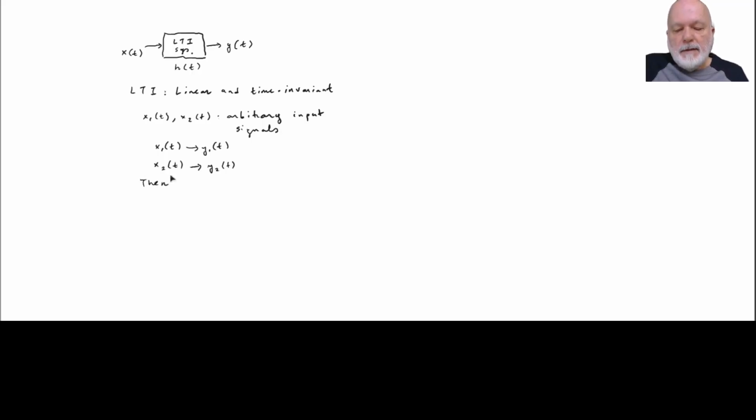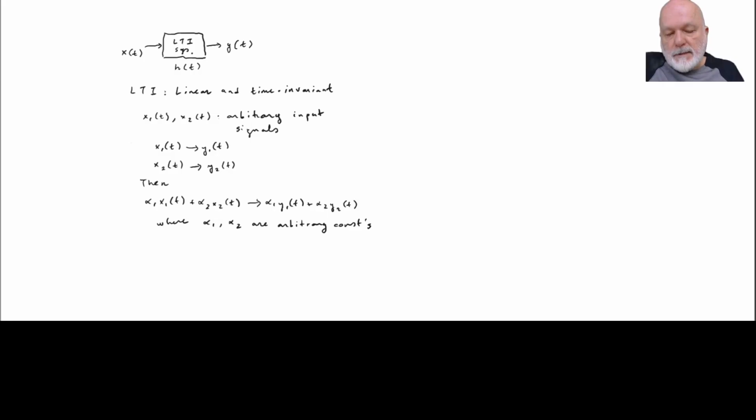Then alpha 1 x1 of t plus alpha 2 x2 of t gives us alpha 1 y1 of t plus alpha 2 y2 of t, where alpha 1 and alpha 2 are arbitrary constants. So this is the linearity definition.